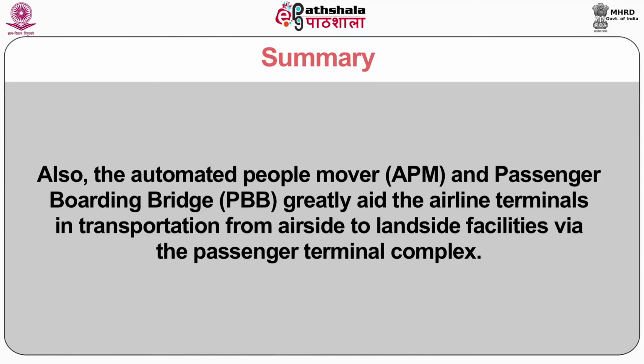The terminal operations support systems, such as flight information display systems (FIDS), airport operational databases such as AODB, and resource and gate management systems, that is RMS/GMS, greatly aid the airport in its various operations. Also, the automated people mover, that is APM, and the passenger boarding bridge, that is PBB, greatly aid airline terminals in transportation from airside to landside facilities via the passenger terminal complex.